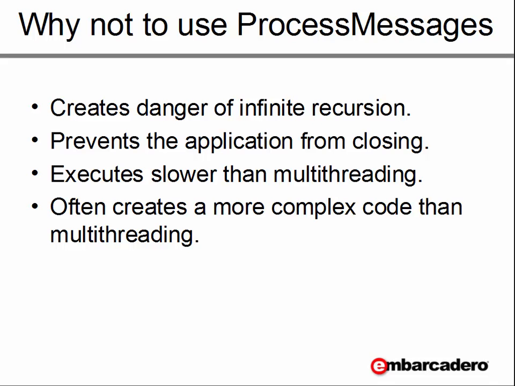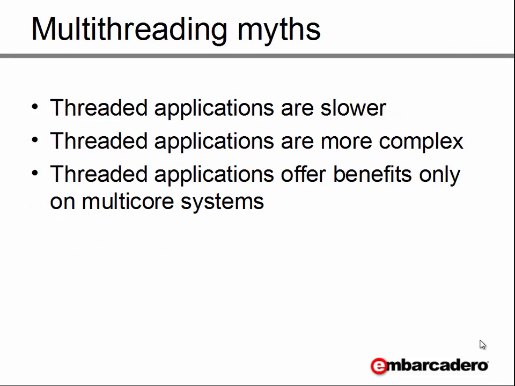Why we should not use process messages? Process messages creates the danger of infinite recursion, where inside event it is called and the event is fired again by mistake. It also prevents the application from closing, as we'll see in one of the demos. It executes slower than multithreading, and it often creates more complex code than if the application is designed as multithreading application.